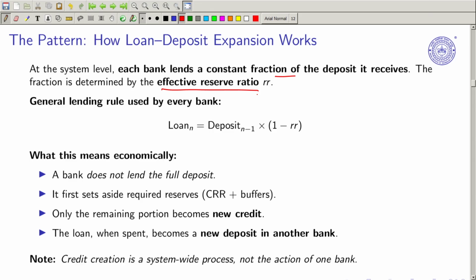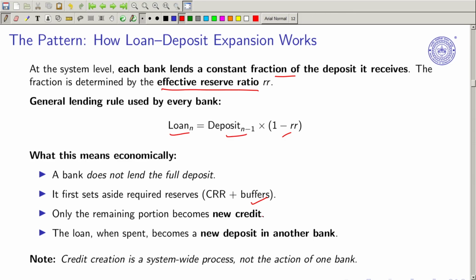So the lending rule for every bank is going to be like this: the loan up to the nth bank is going to be the deposit done in the (n minus 1)th bank times (1 minus RRR). So what is the meaning? A bank does not lend its full deposit. It is setting aside the CRR plus buffers.